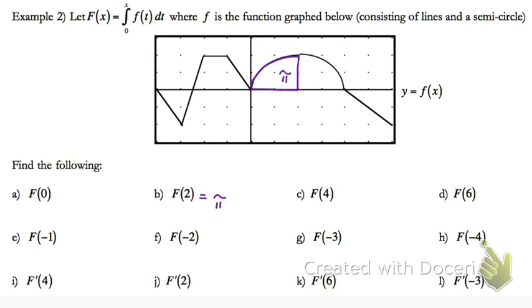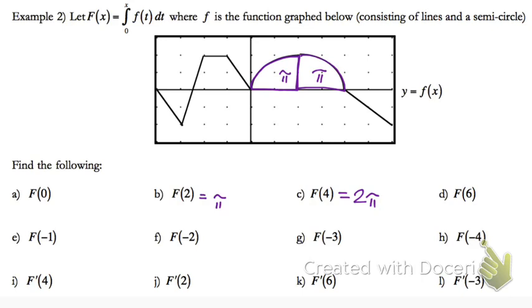F of 4 would be plugging in 4 up here, the integral from 0 to 4 of f of t dt. Well, we know the integral from 0 to 2 is pi. This is another quarter circle, so this one also has an area of pi. So if I'm accumulating the area, I get that pi plus pi is equal to 2 pi. All right, I'll let you do some more of those on your own.